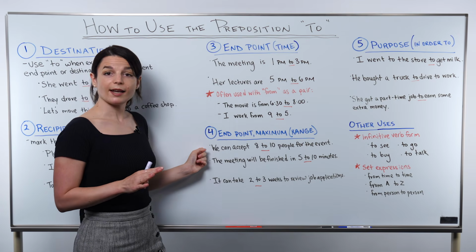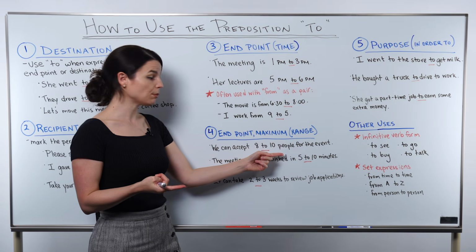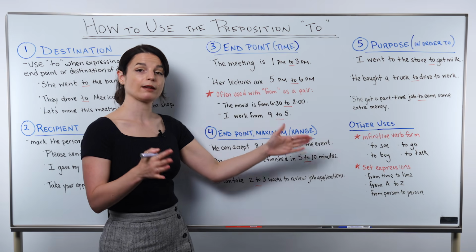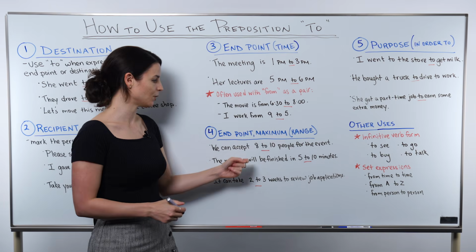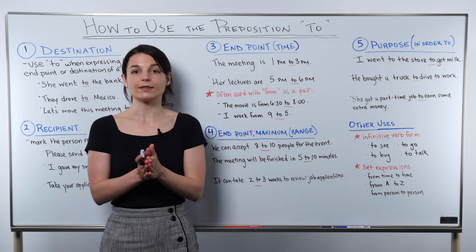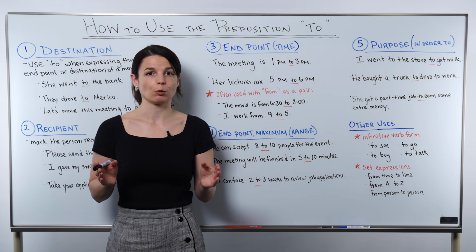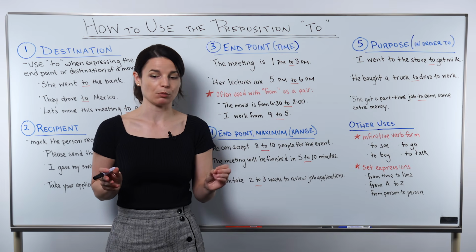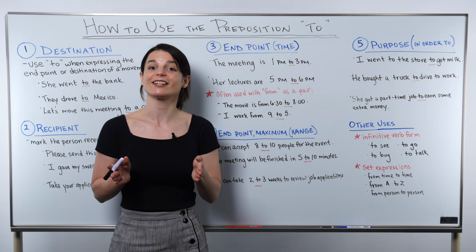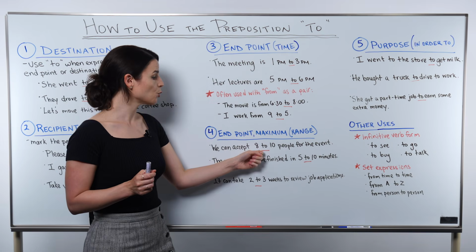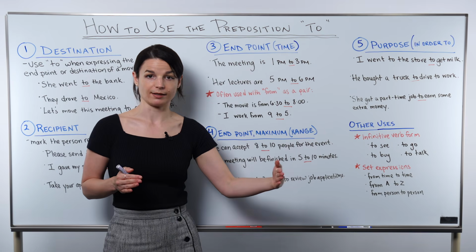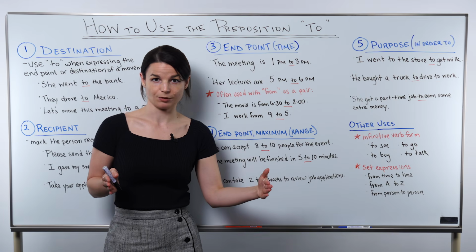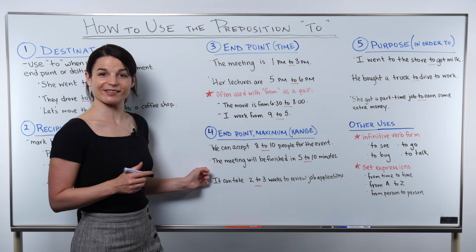First, we can accept 8 to 10 people for the event. 8 to 10. This gives us a range of possible people. So minimum is 8 people, maximum is 10 people. Inside this range is acceptable for us. So to marks the maximum in this case, the maximum in our range. Okay, let's look at the second example.